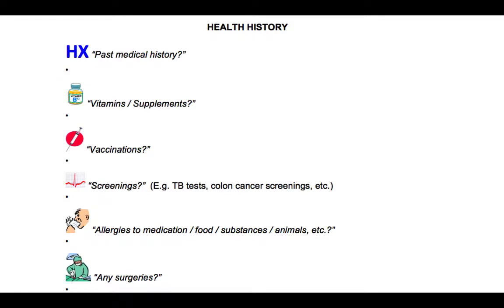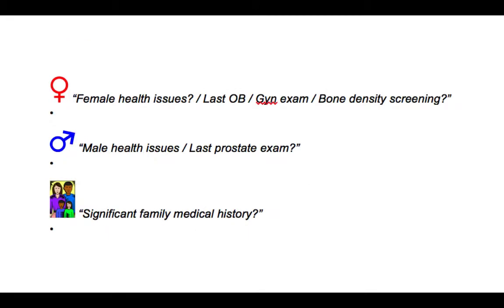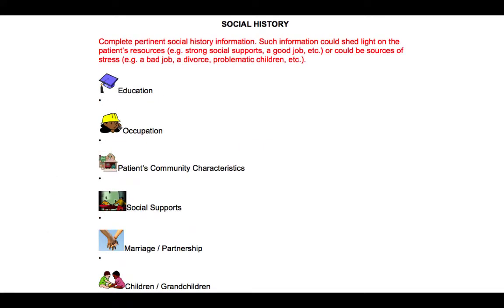Any surgeries, female and male health issues, and significant family medical history. Be as specific as possible. If the parents have had significant medical problems and perhaps have passed on, just be clear exactly what that is. Who the parents are, when they died, what did they die of, and so forth.